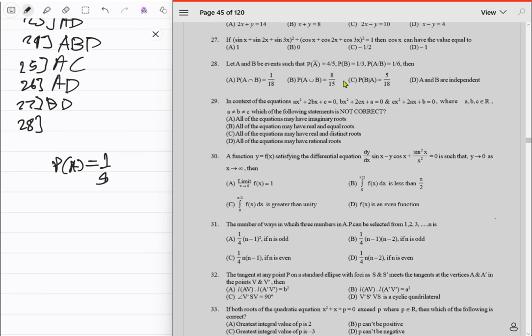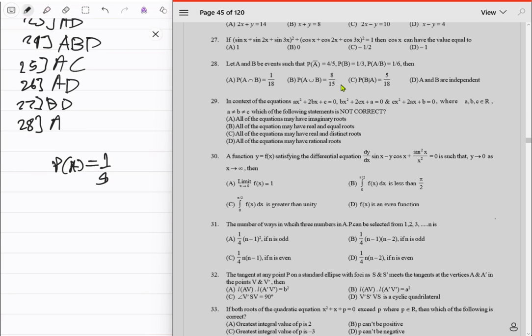So 1 upon 5, and then probability of A and B happening is probability of B times probability of A happening given B, which is 1 upon 18, right? So A is correct. What else?